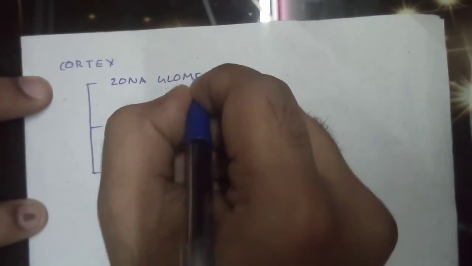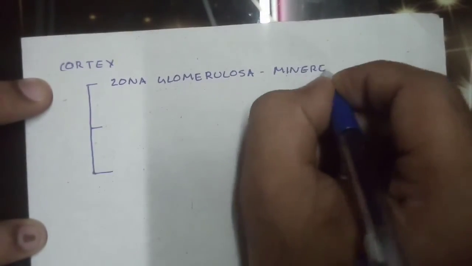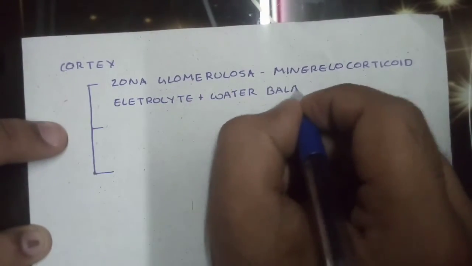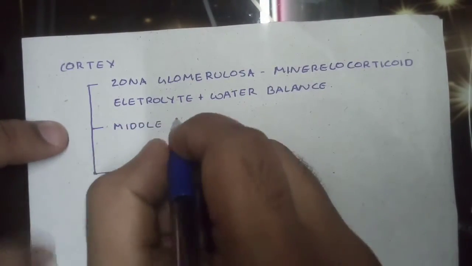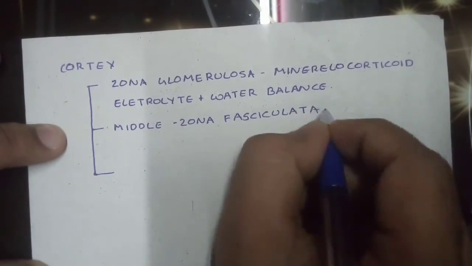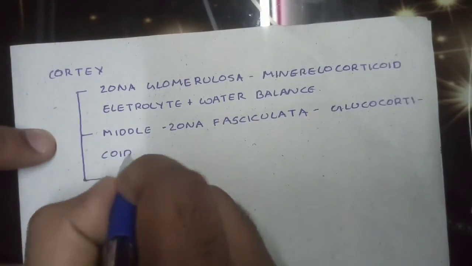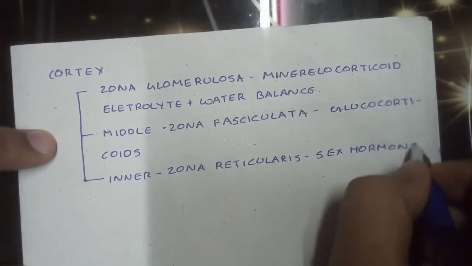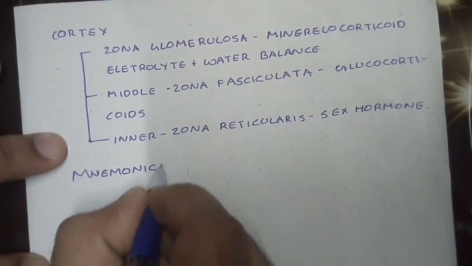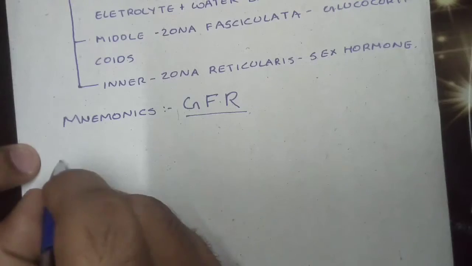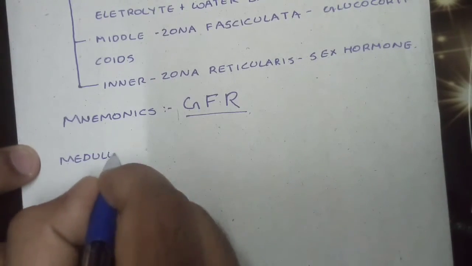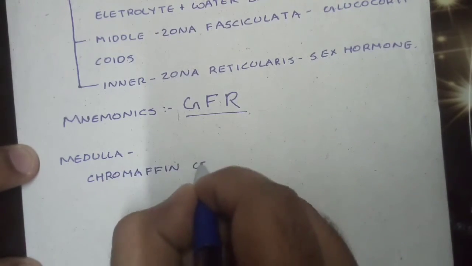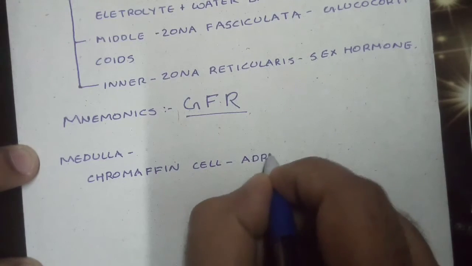Now the cortex is composed of three zones: the outer zona glomerulosa, which produces mineralocorticoids that affect the electrolyte and water balance of the body; the middle zona fasciculata, which produces glucocorticoids; and the inner zona reticularis, which produces sex hormones. This can be remembered by the mnemonic GFR, which is easily remembered. The medulla is composed of chromaffin cells that secrete adrenaline and noradrenaline.